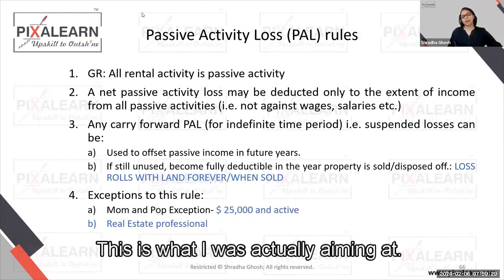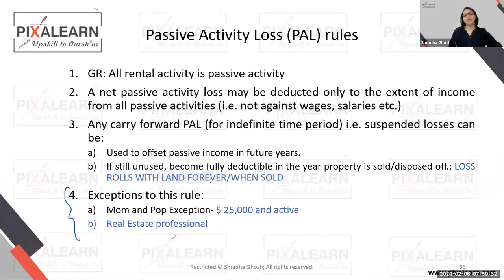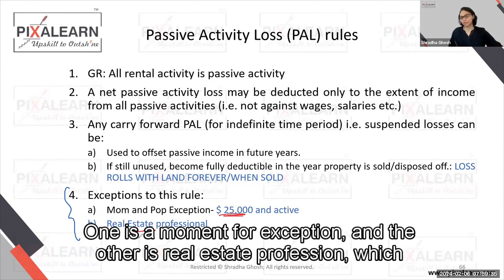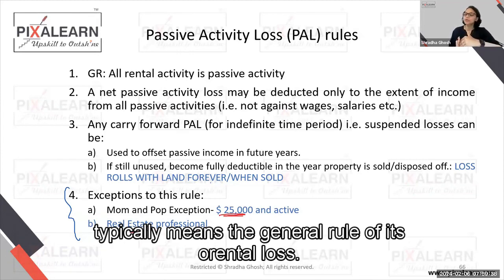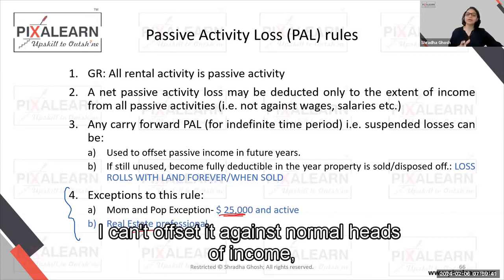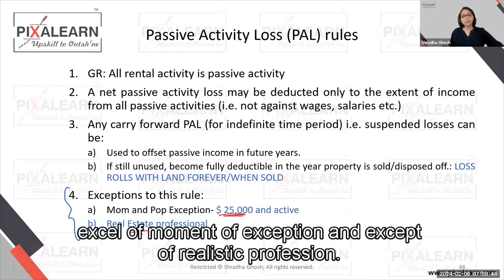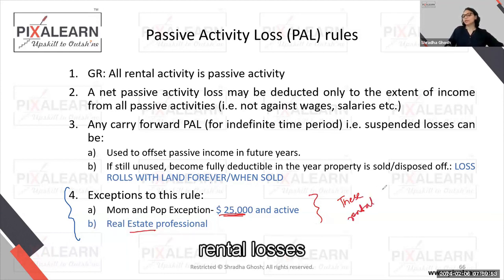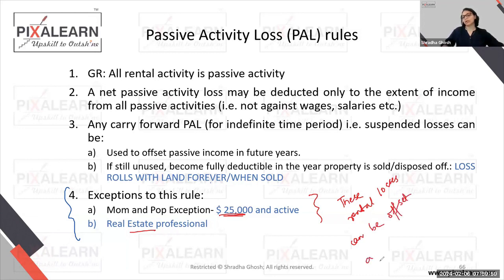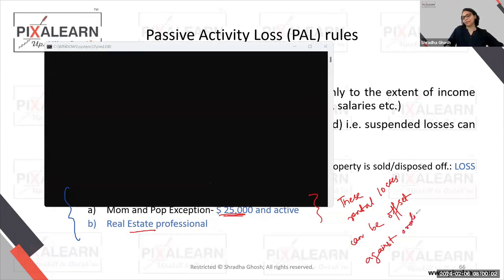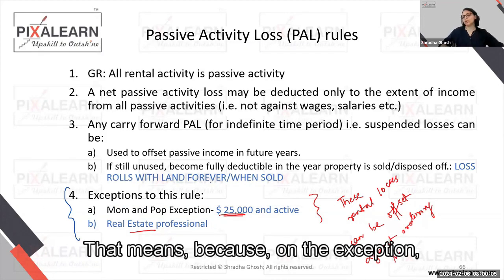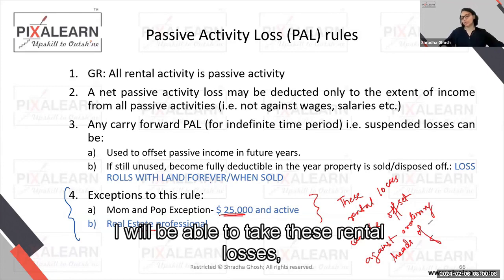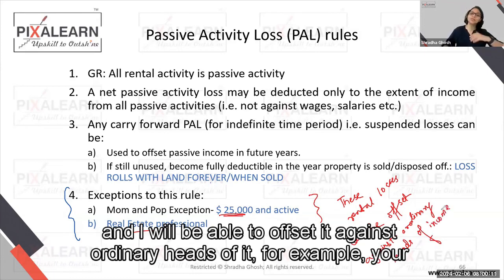This is what I was actually aiming at. These are the two exceptions that we have to do in detail. One is a mom and pop exception, and the other is real estate profession, which typically means that general rule, if it's a rental loss, I can't offset it against normal heads of income, except for the mom and pop exception and except for real estate profession. That means these rental losses can be offset against ordinary heads of income. Because of the exception, I will be able to take these rental losses and offset them against ordinary heads of income.